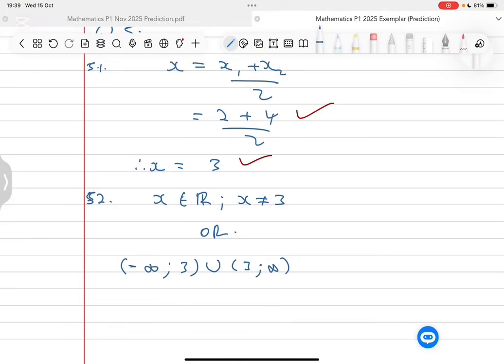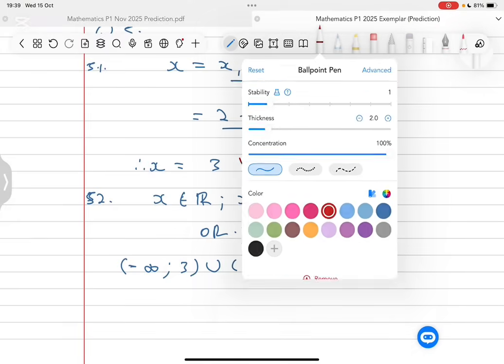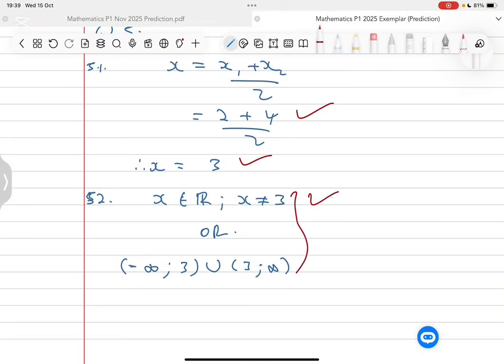Now this is only 1 mark, so you should be able to spend a minute. 1 mark for any of these two, any notation. You just have to choose one notation that you can use.